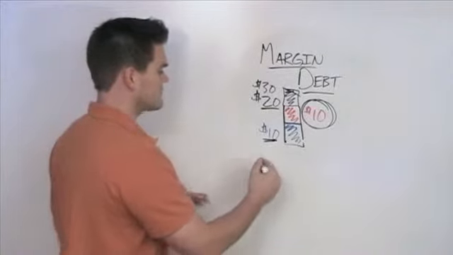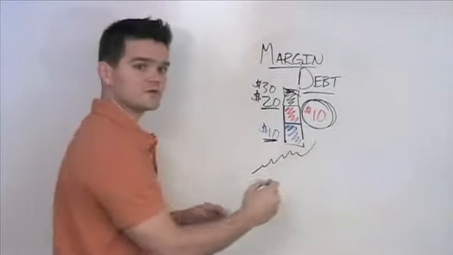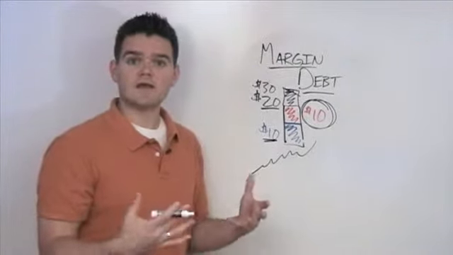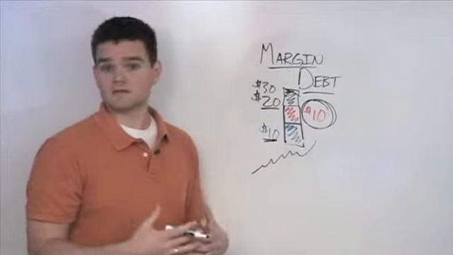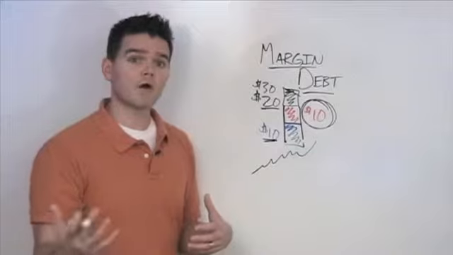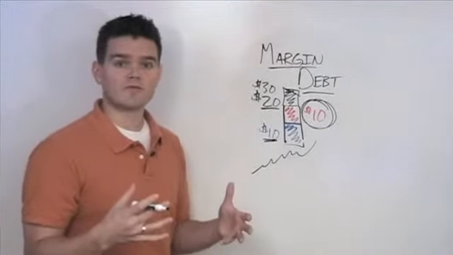Now, if traders are buying more and more stock on margin, that's a sign that they are becoming increasingly confident in the stock market. They think stock prices are going to go up, and so they are increasingly willing to borrow money to buy those stocks in the hopes that they will return a nice profit for them.